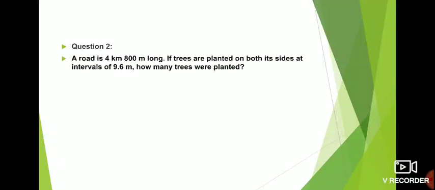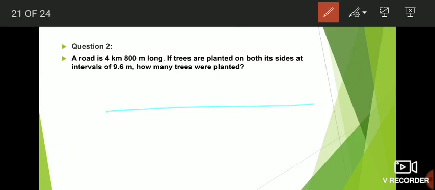Now we will see question number 2. A road is 4 km and 800 meter long. What is the road's distance? How much is it? 4 km and 800 meter long. If trees are planted on both sides at an interval of 9.6 meter, how many trees were planted? So see here, the road length is 4 km and 800 meter long, and on both sides we have to plant the trees at 9.6 meter each.